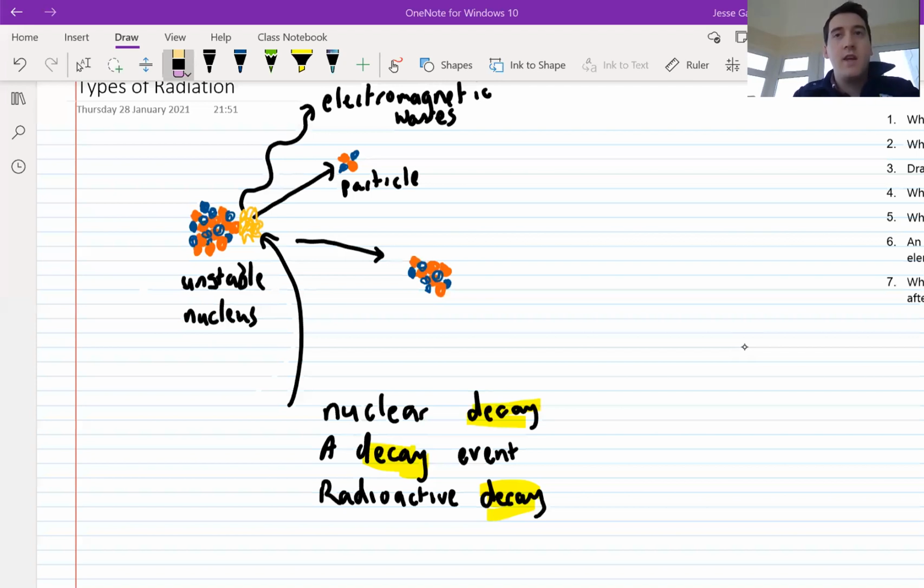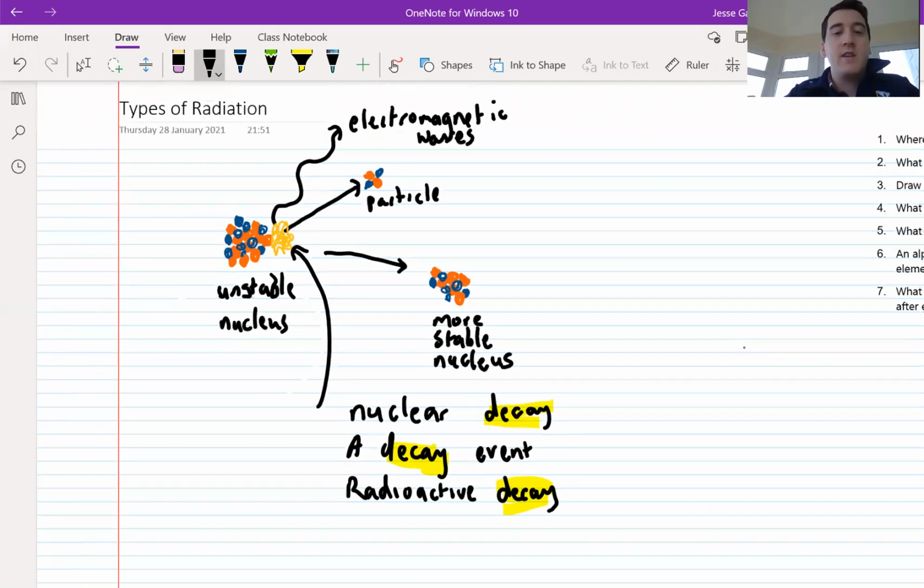Okay, so now you can see we have a nucleus which has changed, and it's probably going to be a more stable nucleus because it's kicked out a particle. Now, if it hasn't become a more stable nucleus, then it will do another nuclear decay, or another decay event, kick out another particle, and it'll keep doing that until it ends up being stable. Okay, so that is a nuclear decay.